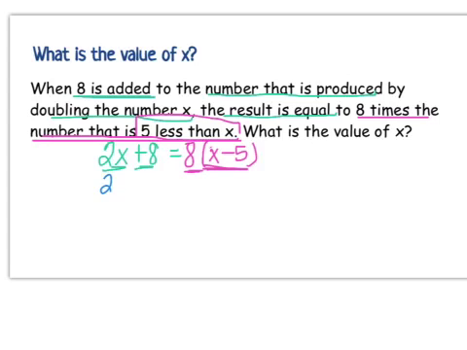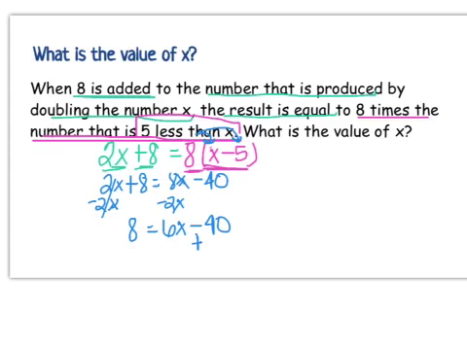From here, my left side can stay the same, but I need to distribute on the right. 8 times x is 8x. 8 times negative 5 is a negative 40. Okay, I'm going to move my smaller value for my variable, which is 2x. So I'm going to subtract 2x from both sides. I'm left with 8x on here. 8x minus 2x is 6x.